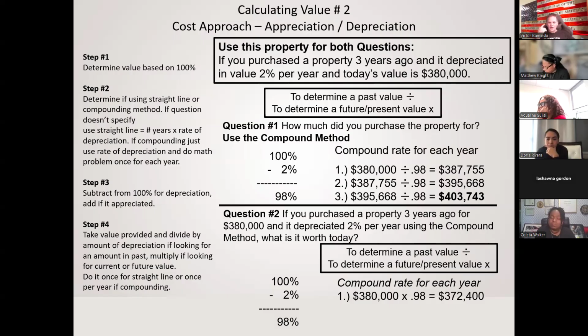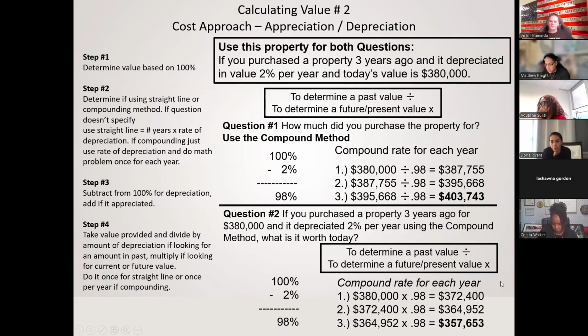That's the way to try to apply a little logic to it to see if you're doing the math problem right or not. Okay, so we do this once for each year, just like we did over here. The only difference is we're multiplying because we're trying to figure out what the property's worth today. And there you go. The number goes down. Right?